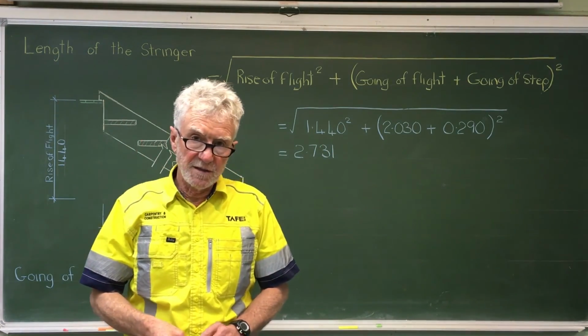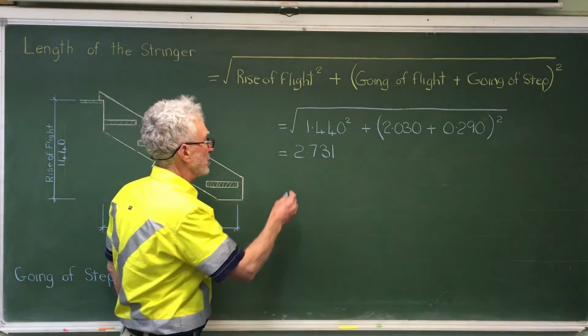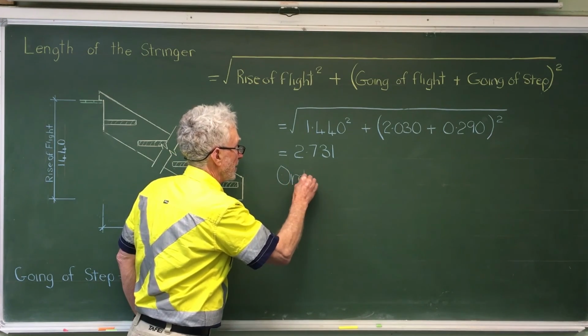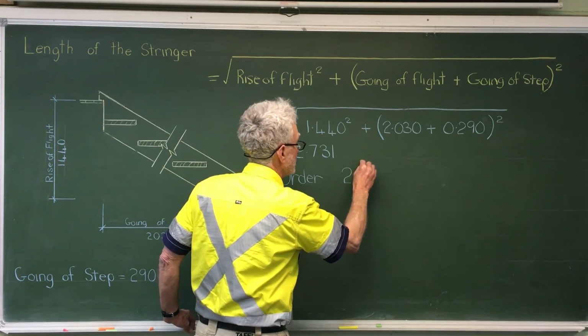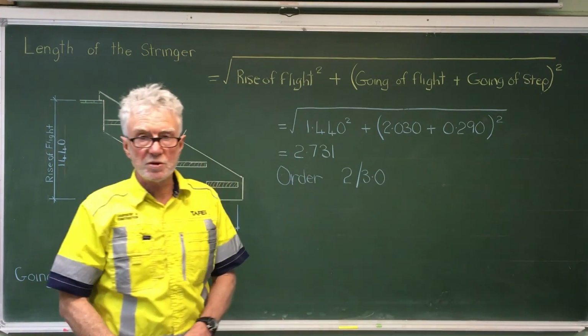I need order lengths. So to order this, I'd go up to the next 0.3 increment. So I'd order two at 3 metres.